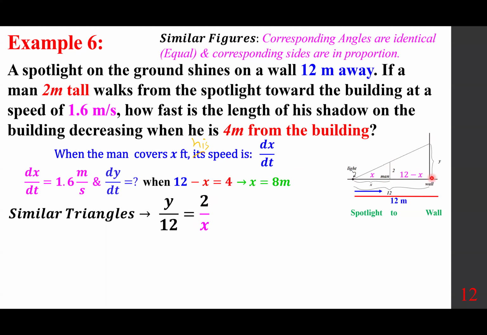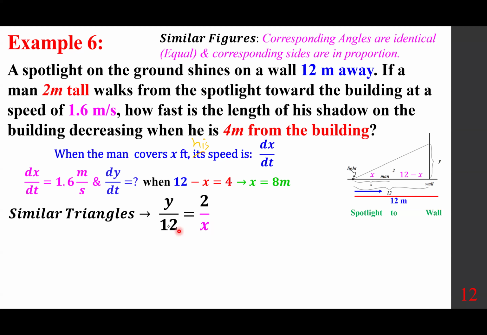12 from the big one, x from the small one. There are different ways of writing it. That's one way to do it. So this is the hardest part, figuring this out.